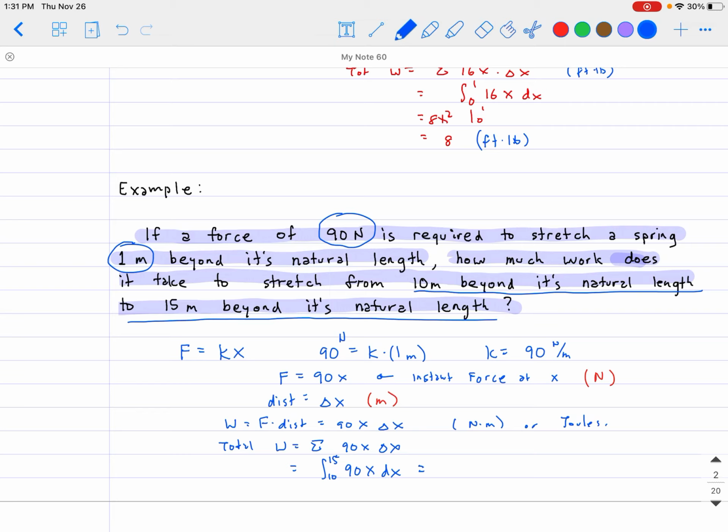All right, so let's put it all together. That is going to give us 45x squared, with boundaries from 10 to 15. Now we just have to solve for that, and just to save you a little bit of time, I did it already. This is going to be equal to 5,625 newton-meters, or you can write joules.